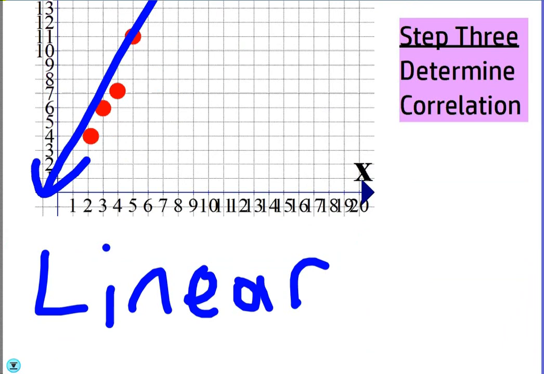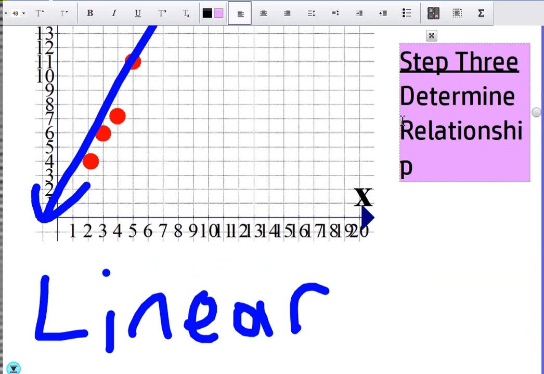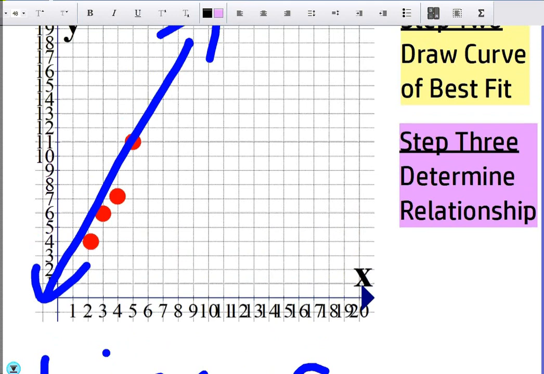And just again, 4 possibilities: linear, quadratic, exponential, or no correlation. That's a positive... I'm sorry, relationships is what I meant to say. Yeah, on the worksheet you're going to have to put both, if it's positive or if it's negative, and what kind of curve of best fit it is.